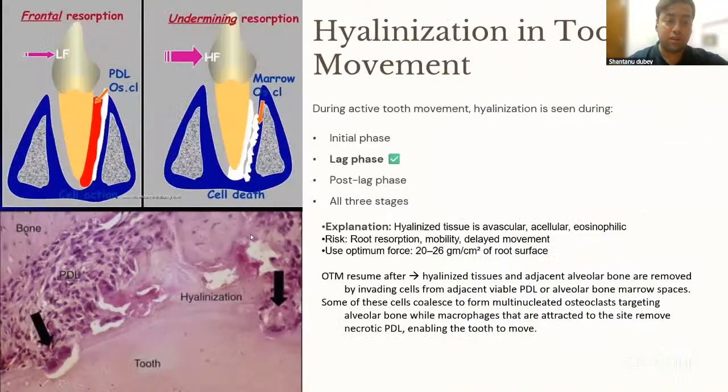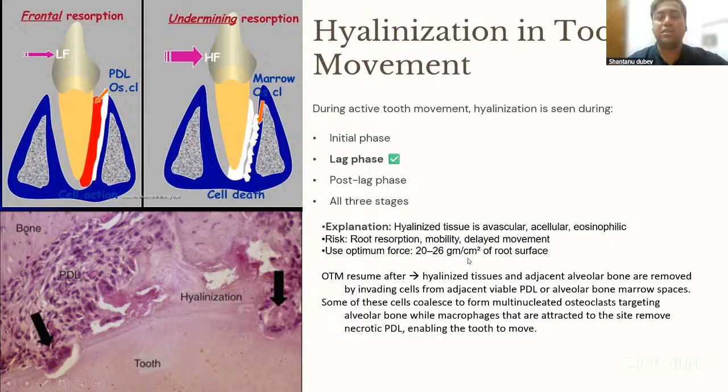So this is all. Sometimes they ask you image-based questions, so I just wanted to show you once. This is the tooth structure that you can appreciate. There is the bone. In between, there is the PDL. And here you can see this glass-like structure, which is the hyalinization. And that's what impedes the tooth movement toward the pressure side.